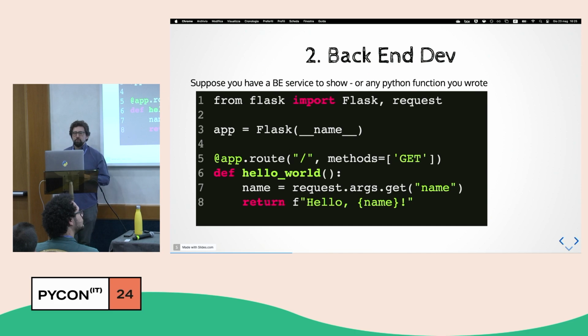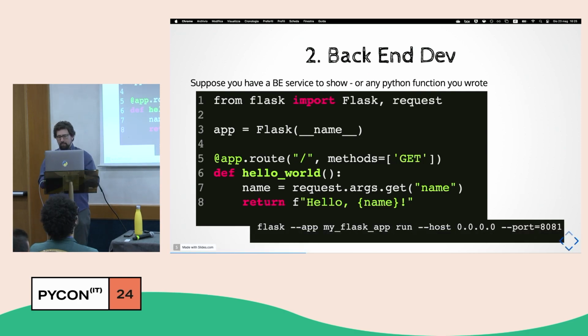So, first story. Suppose you're a backend developer and you have to show any Python function or service you wrote. I put in a very simple hello world-like service on Flask. So you just call the method GET on slash, so on the home of the service. And if you have your name in the arguments, it will print hello name. And if you don't pass anything, it's hello unknown. Let's present it. The way to run a Flask app, of course, is the same as always: flask app, name of the Python file, run, and the host and the port.